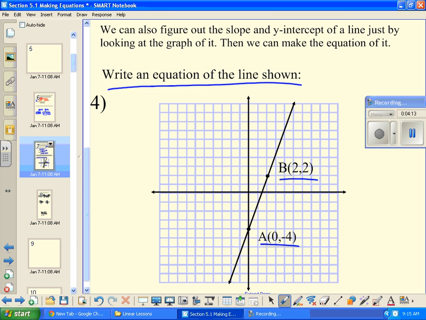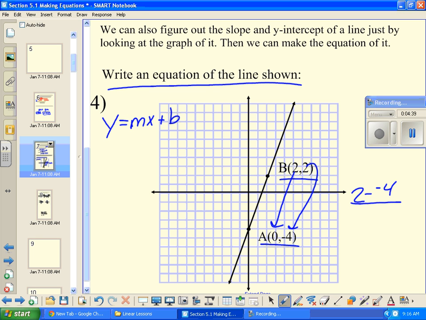It says write an equation of the line shown. Well, again, y = mx + b. If I can just find out what the slope of this line is and the y-intercept of this line is, then I can plug those two things in and make the equation. So what's the slope of this line? Remember, there's 2 ways I can do it knowing these 2 points on the line. I could subtract the y-coordinates and say 2 minus -4 and 2 minus 0 and put that in a fraction. I'll even show that way.